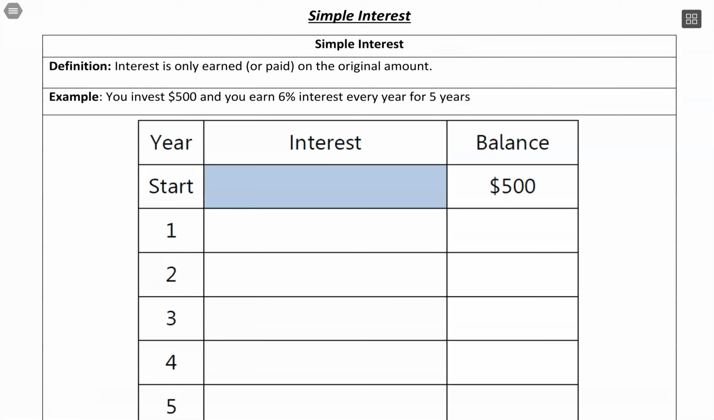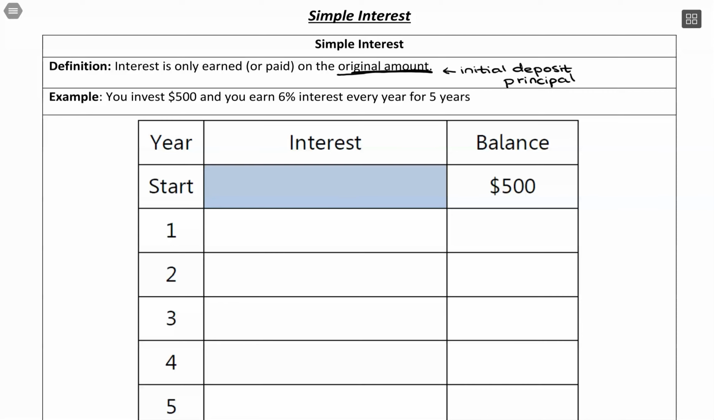So, simple interest. Interest that is only earned or paid on the original amount. So what we're going to focus on is what did we originally deposit into the account. So we're going to have this initial deposit, which this initial deposit that we put into an account, we often call this the principal. So we'll see that terminology come up in these sections. But this principal deposit that we put in and then gaining some percentage on that.